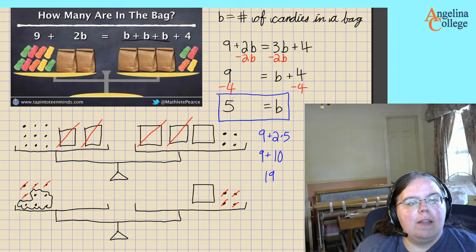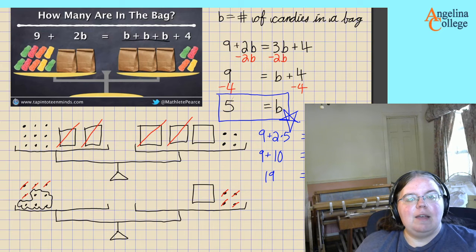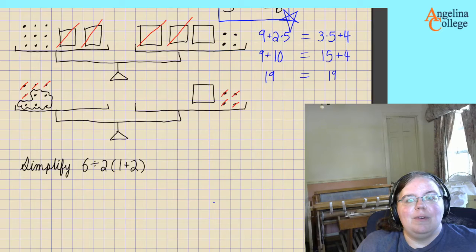Okay, but on the other hand, what if we had 3 bags of 5 candies each and only 4 individual candies out there? Well, that would be 15 plus 4, so 19 on each side, so it really was equal all along. So 5 really is the number that works, and so I'll give us a star because I believe that we did this correctly. I mean, the number works. You can't argue with what works.